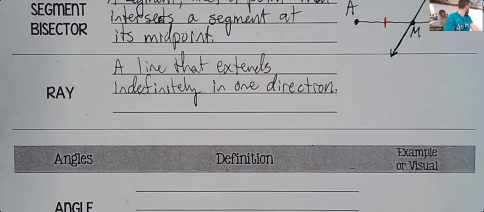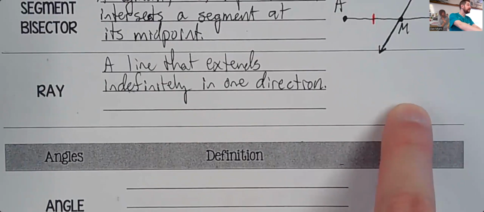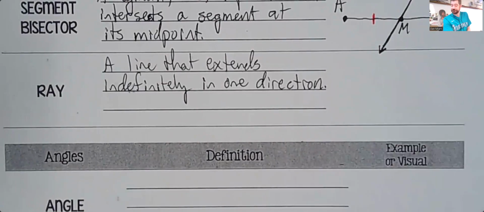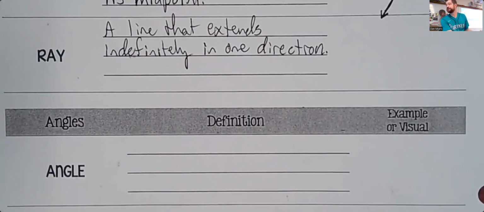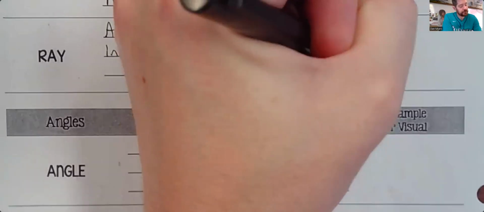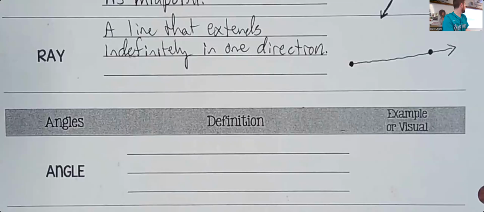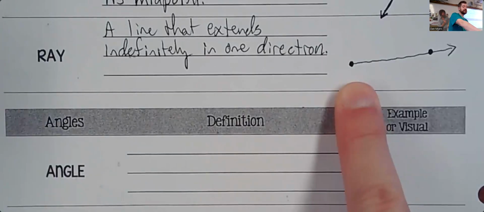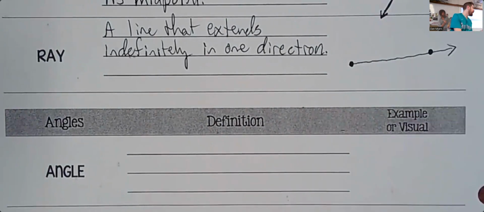We're gonna do a little diagram. And I'm going to tell you about how to name these things because naming these is a little bit more technical than naming a line or a segment. So go ahead and get that written down. A ray is a line that extends indefinitely in one direction. So what that means is it has an endpoint, and then it just goes in only one direction. So it's not a segment, it's not a line. So that's why it has a different name.